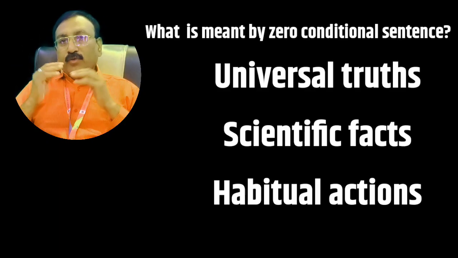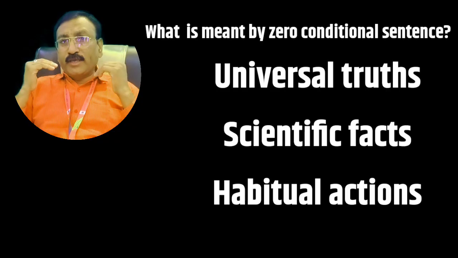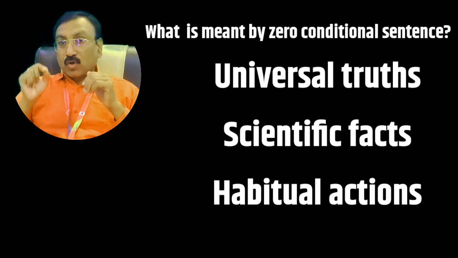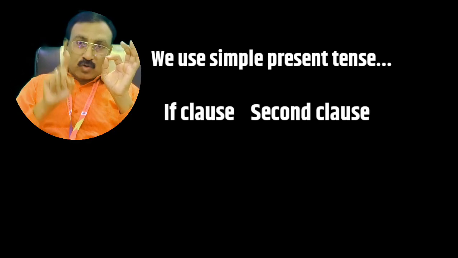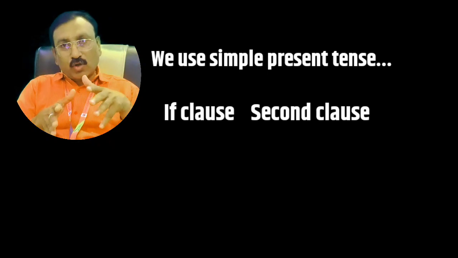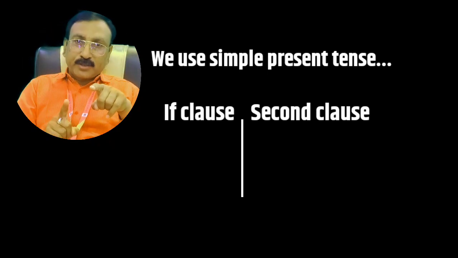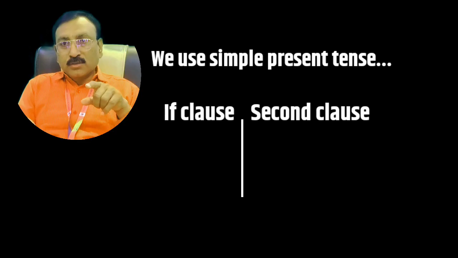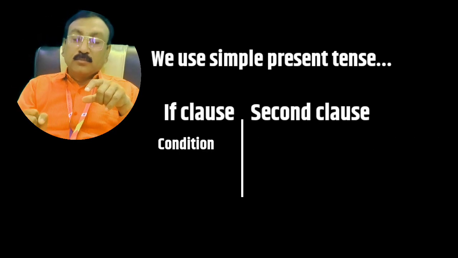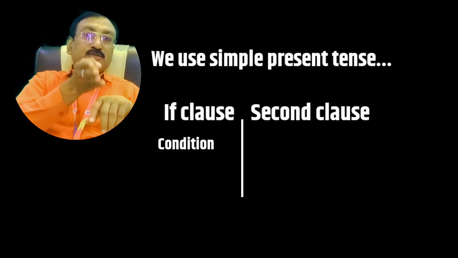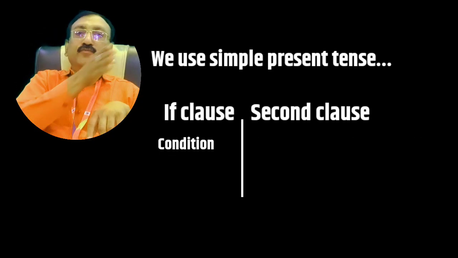For example, when we express universal truth or scientific facts or habitual actions, we need to use simple present tense in both the clauses. In the clause that begins with the word if, we need to use simple present tense, and in the second clause we will have the potential consequences or results or outcome of the condition that is expressed in the previous clause, I mean in the first clause.